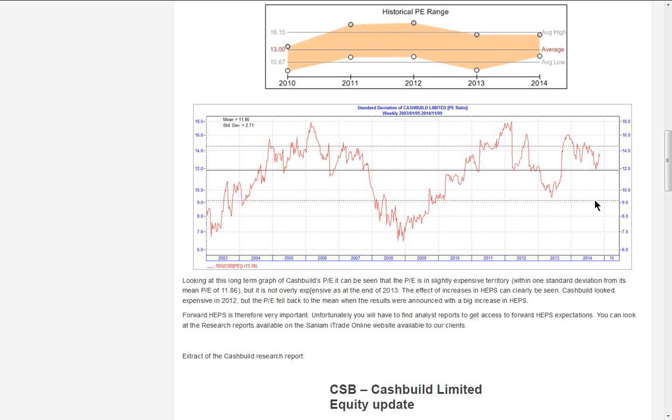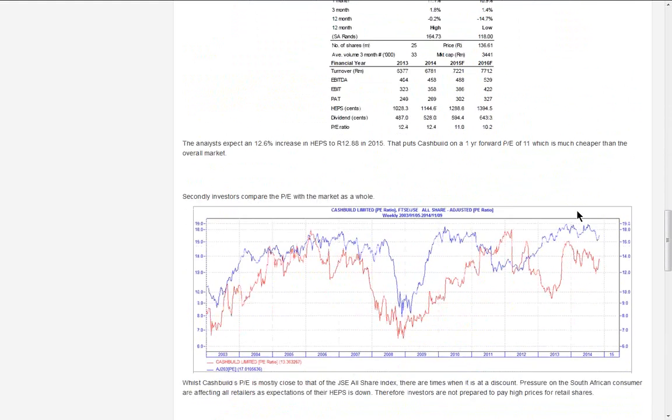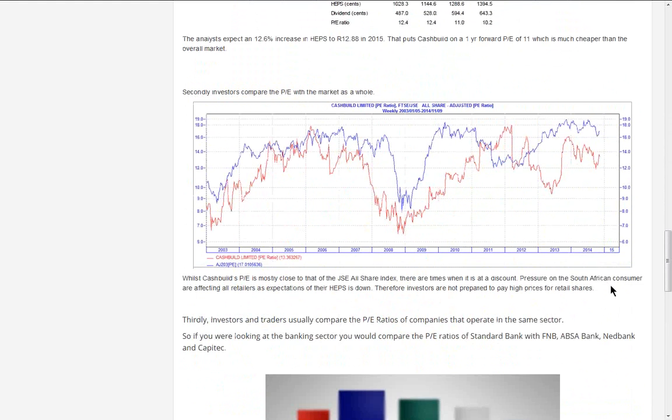The second way we use P/E ratios to evaluate shares is to compare it to the All Share Index or to peers. Now, this is a comparison chart of Cashbuild compared to the JSE All Share Index, just to see how it performed against the P/E ratio of the All Share Index. The red line is the P/E ratio of Cashbuild. The blue line is the P/E ratio of the All Share Index.